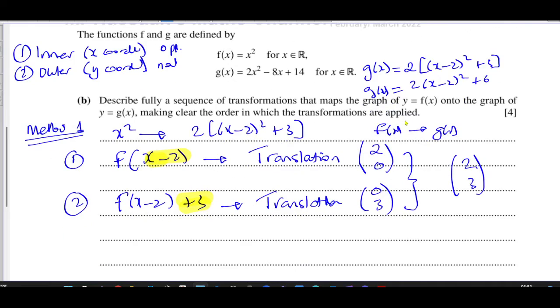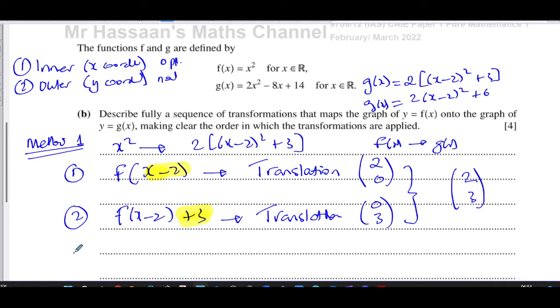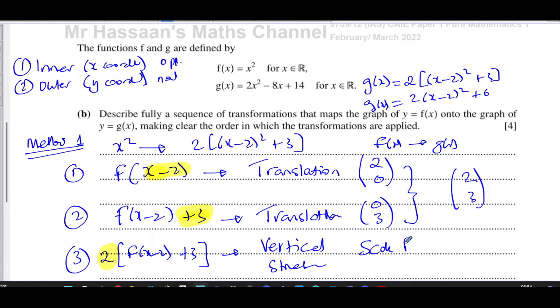And then we have the next transformation, which is dealing with the fact that the whole thing is multiplied by 2 now. So it's like 2 times f of x minus 2 plus 3 in brackets. So now we're dealing with this part, 2 times. When you're multiplying the outer function, it's a stretch. It has something to do with a vertical stretch. So this is a vertical stretch, and the scale factor is equal to 2. So you multiply all the y coordinates by 2.